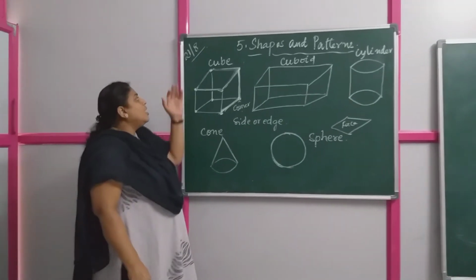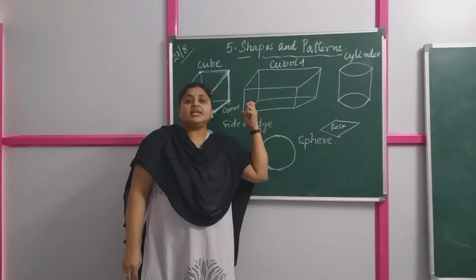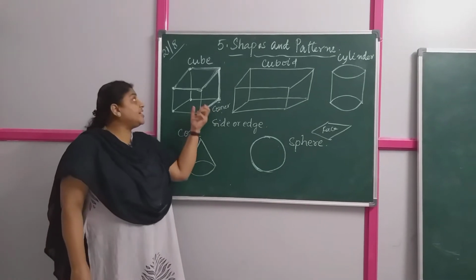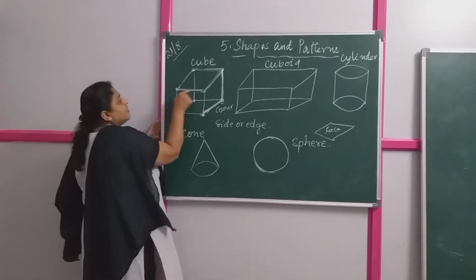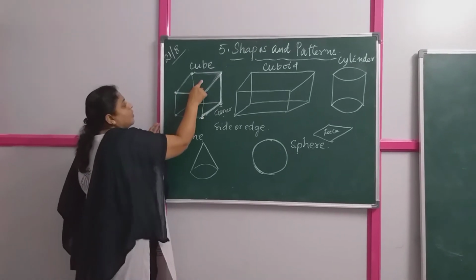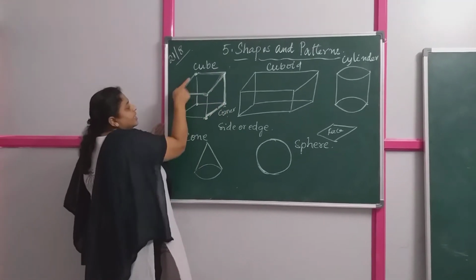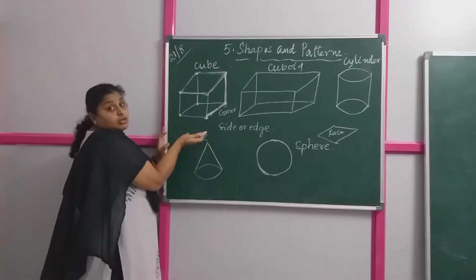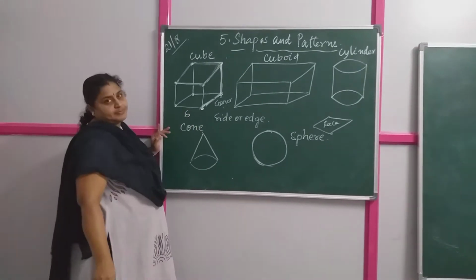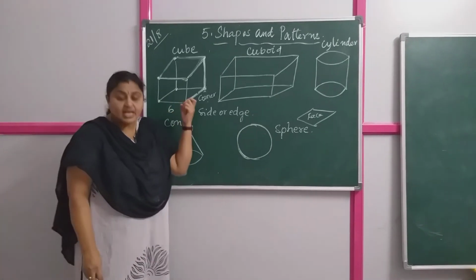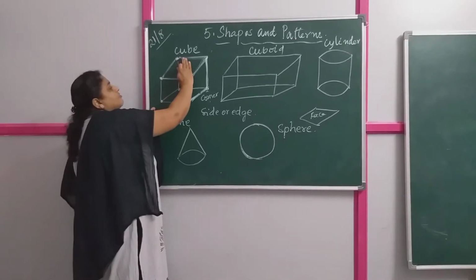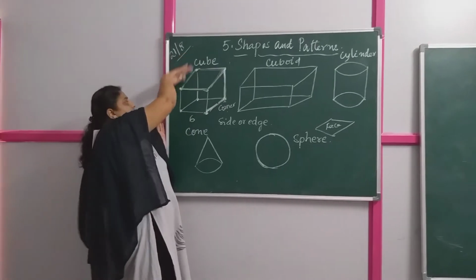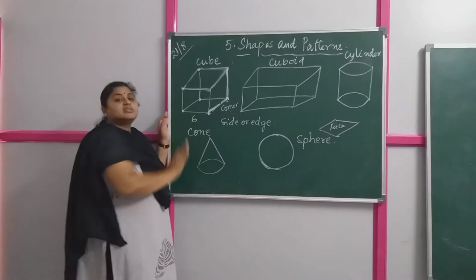Got it children? Now cuboid, everything they have sides, faces and corners. Now let us count how many faces a cube has. Now this is one face, 1, 2, this is another face, 3, this is another face, 4, the back side face, 5, the down part is also a face. How many faces does it have? 6. The cube has how many faces? 6. Got it children? The upper layer 1, the back side layer 2, the down layer 3, the side layer 4, this side layer 5 and this side layer 6.